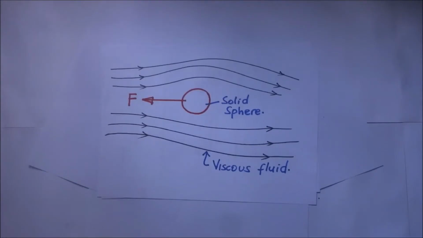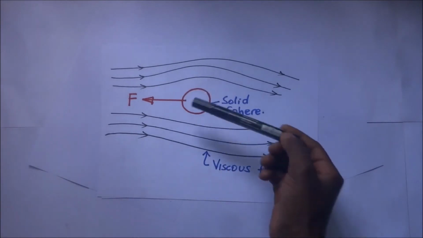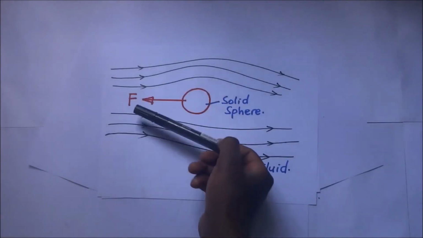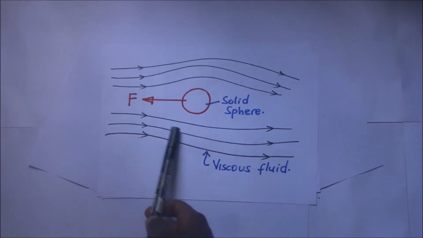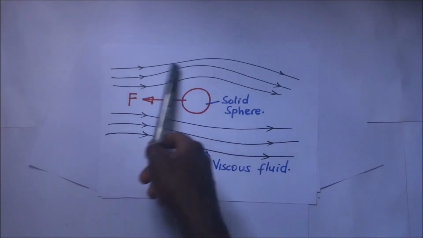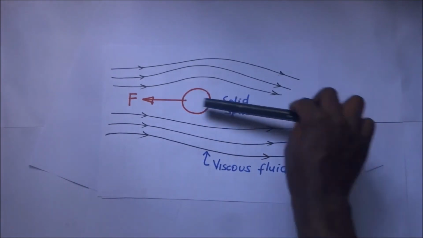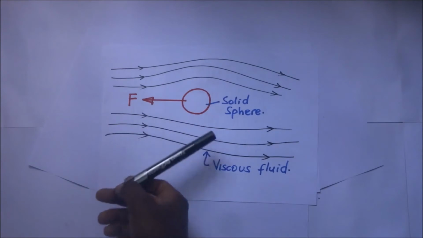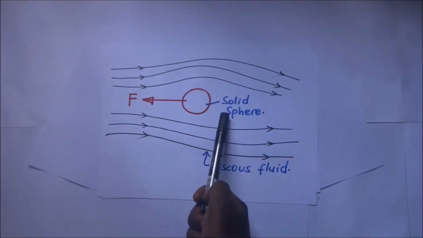So right here we have another diagram that illustrates it better. We have a solid sphere here, and it's moving in that direction with a certain force F. But we have a viscous fluid with all these layers in the opposite direction. So as this force propels this solid sphere through this fluid, the solid sphere experiences what we call a viscous drag.